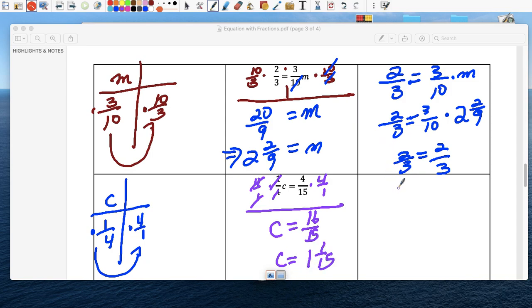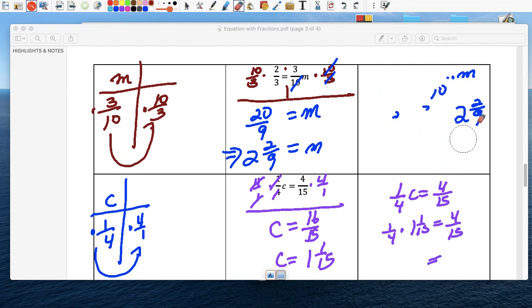We're going to copy the original equation. 1/4 of c equals 4/15. 1/4 of c, which is 1 and 1/15, equals 4/15. So you're going to have to verify this in your calculator to see if it's true. You can enter that and multiply 1/4 times 1 and 1/15, and see if you get 4/15.